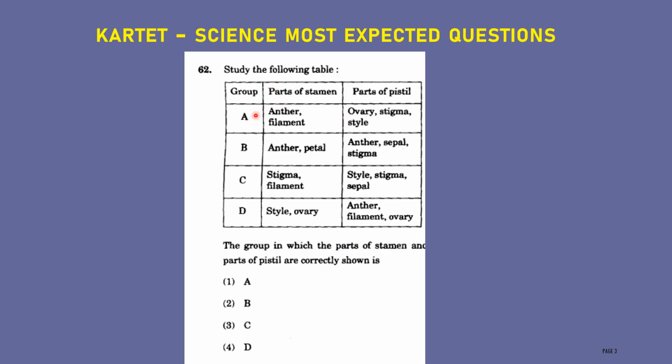Study the following table. Here they have given 4 different options. Part of stamen is nothing but the reproductive part of men. Part of pistil is nothing but the reproductive part of woman. Then here for men, anther and filament are the reproductive parts of men. Then ovary, stigma and style are the reproductive parts of woman. Therefore option A is the correct answer for this question.